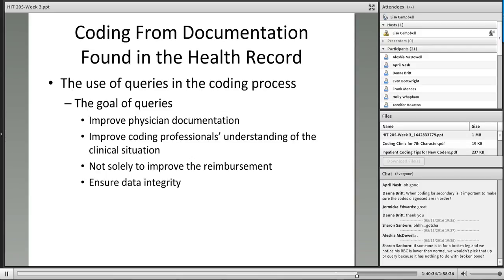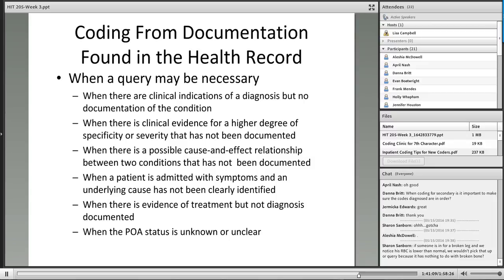So typically, we will present the scenario, and we'll state a question that really is designed to ask the physician to make a clinical interpretation of a diagnosis. So he's given us the information, but we notice, hey, you didn't say it was staphylococcal pneumonia. We are querying them to get more information so that we can assign the code for staphylococcal pneumonia versus just pneumonia. Okay, so here are the reasons for when a query is needed.